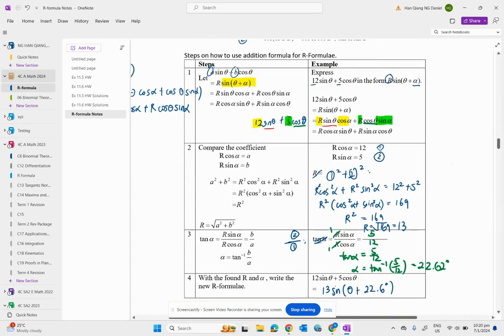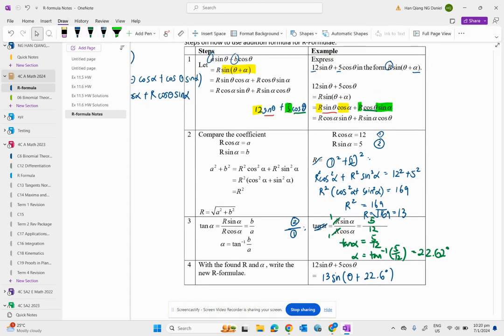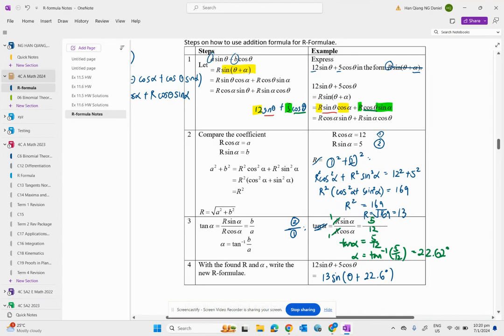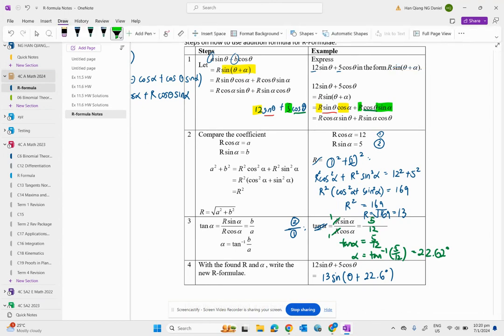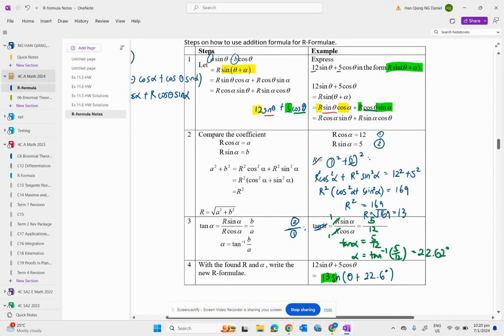So just make reference to the top. If you forget the form, just make reference to the question, and make sure you have followed the same format. Okay, so that's how we make use of the addition formula to write the R formula.